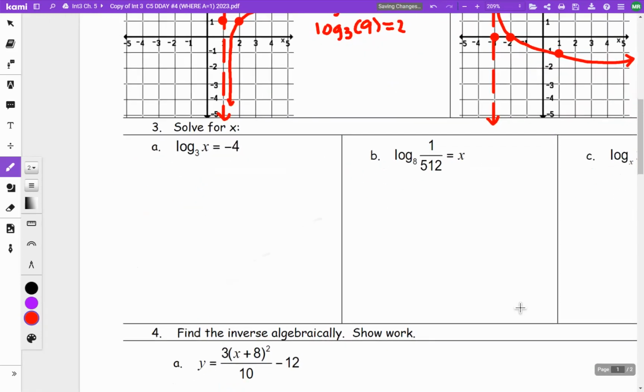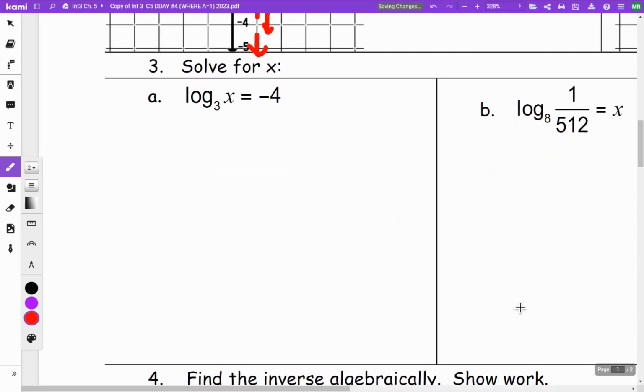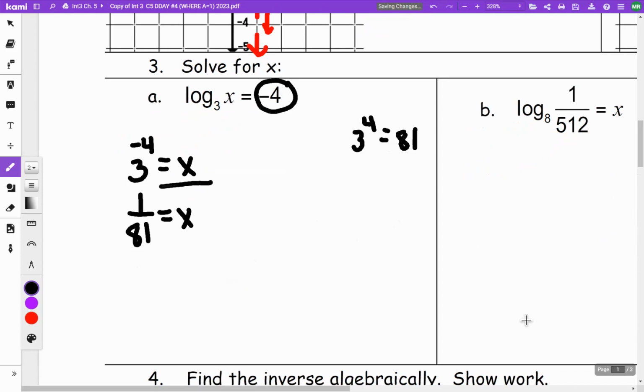Now solving these. When we're solving a log, we're going to rewrite it in exponential form. Remember, a log always equals the exponent. So that's going to be my exponent. So this is going to be 3 to the negative 4th is equal to x. Now remember, 3 to the 4th is 81. When you have a negative, it is the reciprocal. So this is going to be 1 over 81. That's going to be my answer.